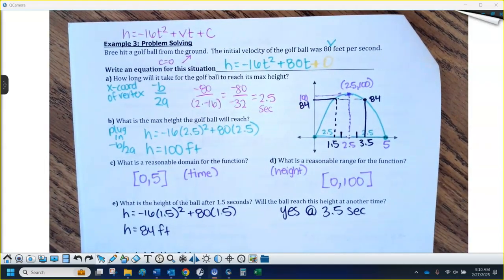That vertex and that middle part of that axis, that is your axis of symmetry. So it's a mirror image. You're going to hit 84 on the way up, and you're going to hit 84 on the way back down. And those distances should be exactly the same between that and the x coordinate of the vertex.